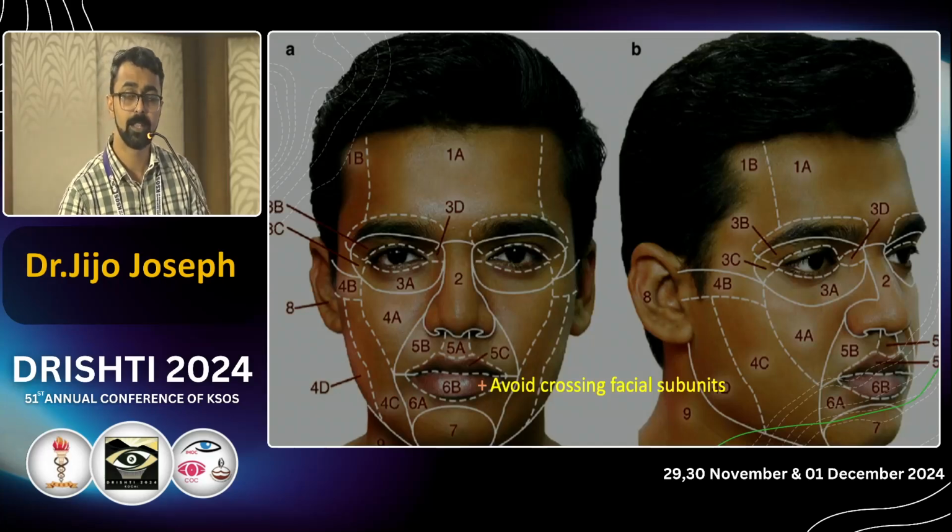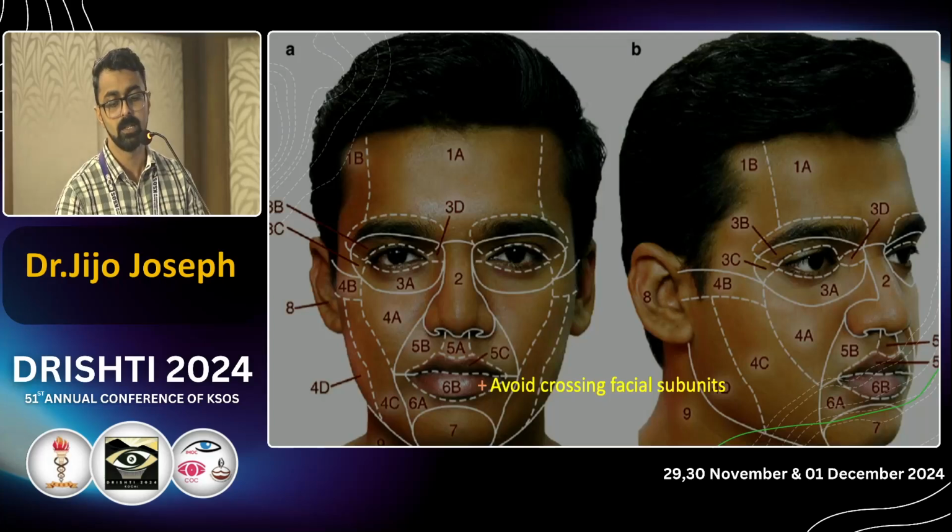Secondly, when you place an incision, you have to make sure that it does not cross the facial subunits. If you look at these diagrams, you could see so many facial subunits. Now, that also goes with the same principle. When you cross a particular subunit, you are likely to cross the natural skin creases, which could eventually lead to a bad scar.